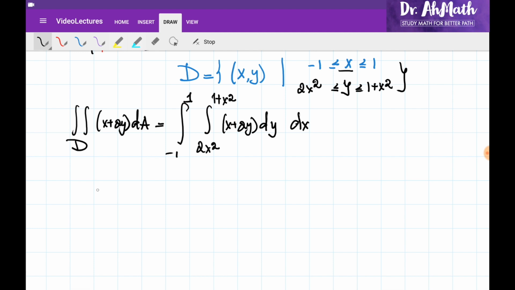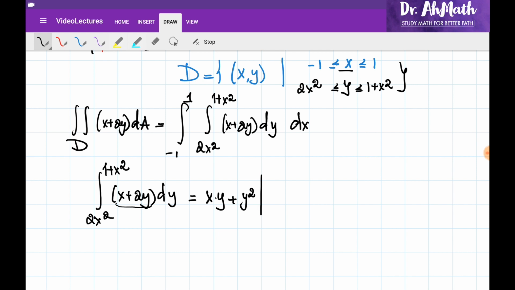Let's integrate this first of all with respect to y, and let us write it separately. When I integrate this with respect to y, please note that x is fixed. We look at x as a constant. So x is a constant, y is a variable, so that is why the antiderivative of this function would be x multiplied by y, right? Because x is a constant, plus y squared. So we need to put here 1 plus x squared and 2x squared. So if I substitute everything here, it would be x multiplied by 1 plus x squared plus 1 plus x squared in the square minus x multiplied by 2x squared minus 2x squared in the square.